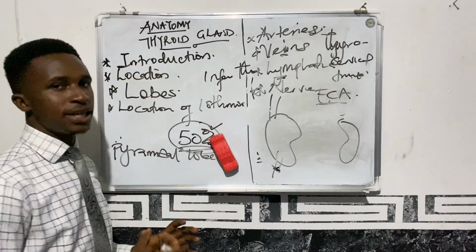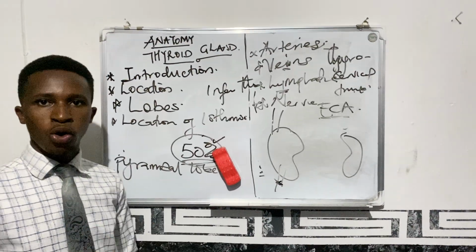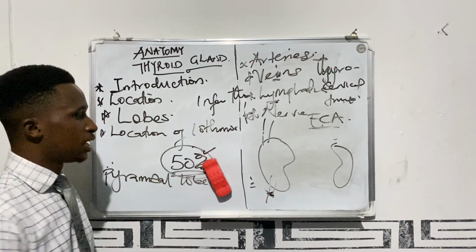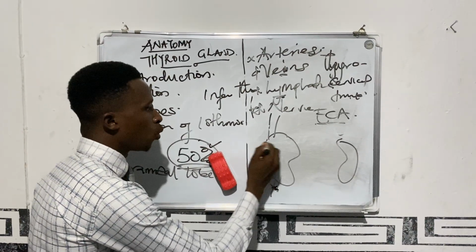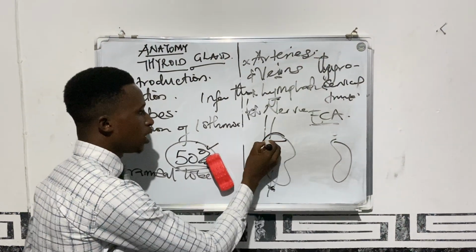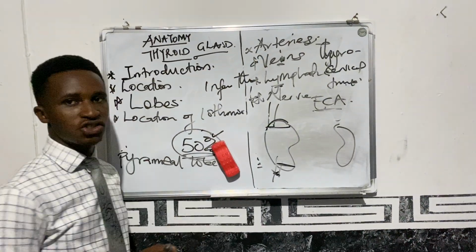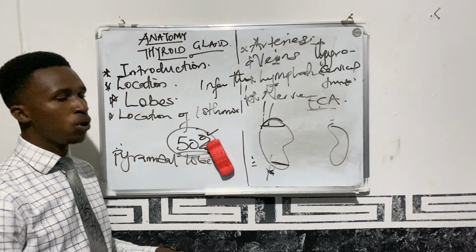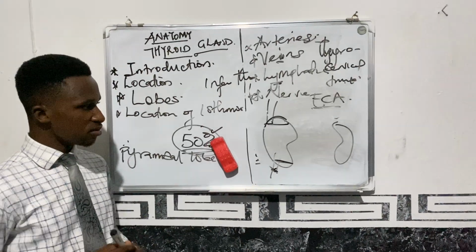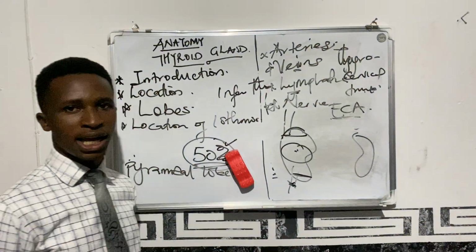The superior thyroid vein is an accompanying vein. It accompanies the superior thyroid artery. It drains the superior pole of the thyroid gland, because the thyroid gland has a superior pole and an inferior pole. So the superior pole of the thyroid gland is drained by the superior thyroid vein, which is an accompanying vein. The middle thyroid vein drains the middle aspect of the thyroid gland.